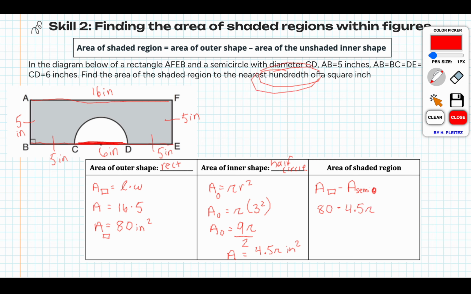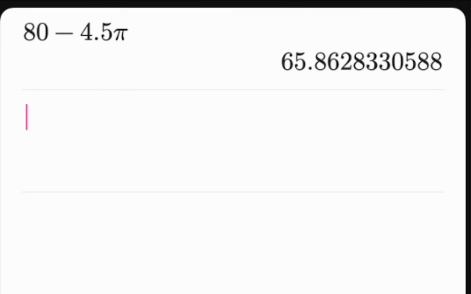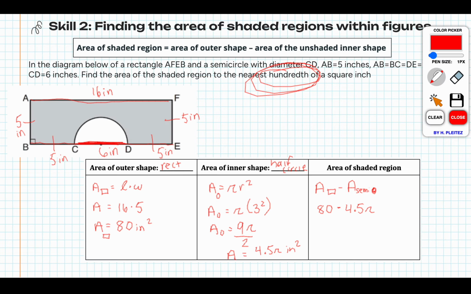And again, we're rounding to the nearest hundredth, so we can go ahead and put this right into our calculator. We do 80 minus 4.5 pi, and that gives us 65.86. And that's going to be inches squared.